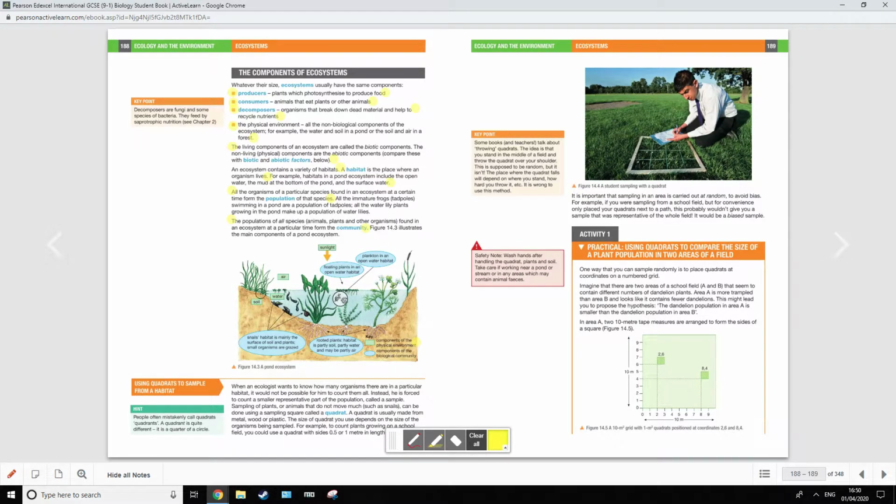Carrying on. Oh, by the way, we forgot to read this. Decomposers are fungi and some species of bacteria. They feed by saprotrophic nutrition. You probably already know this. Saprotrophic nutrition means excreting digestive enzymes onto your food and then absorbing what's left, the digested food.